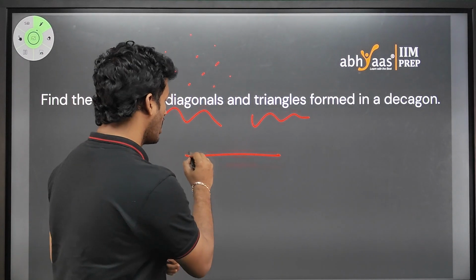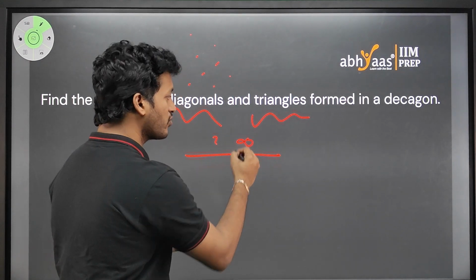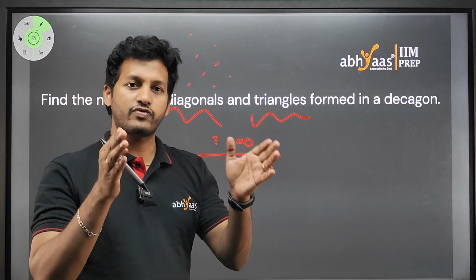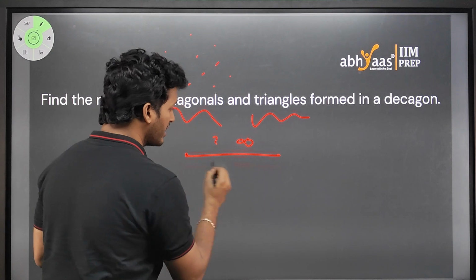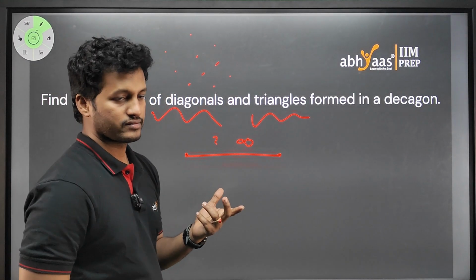Yes, I have done this. How many points are there in this line? It has an infinite number of points. But my question is not that. How many points do I require to form a straight line? Not a single line, a straight line. I need exactly 2 points to form a straight line.